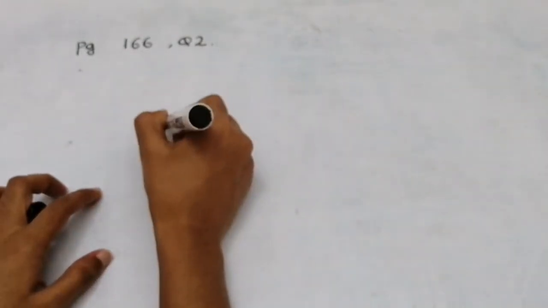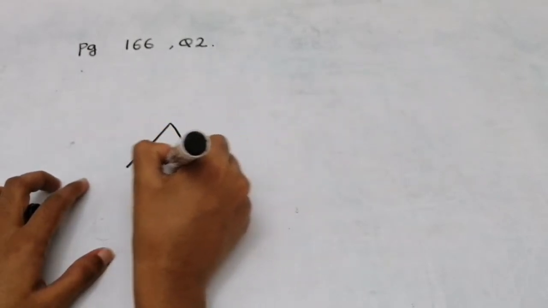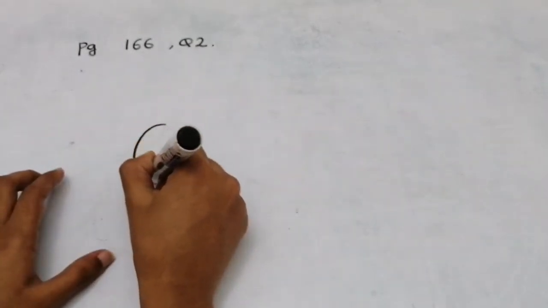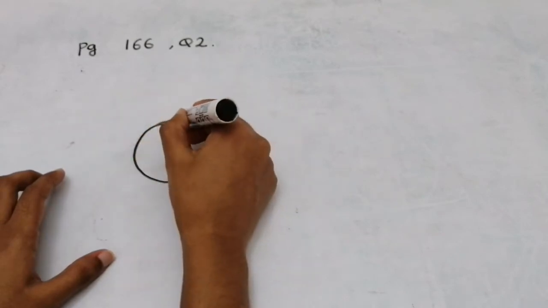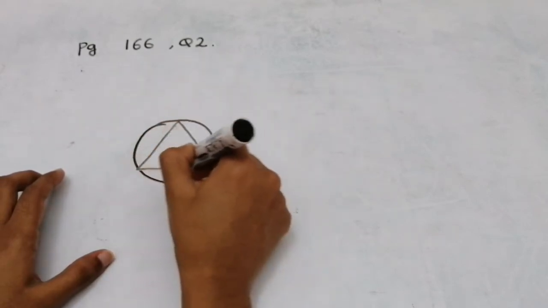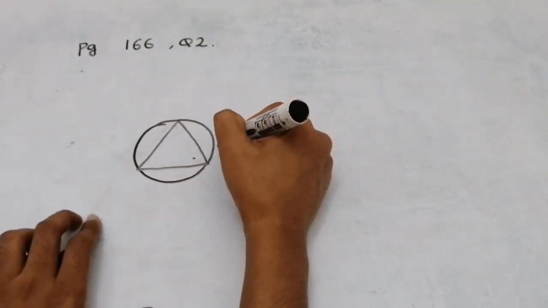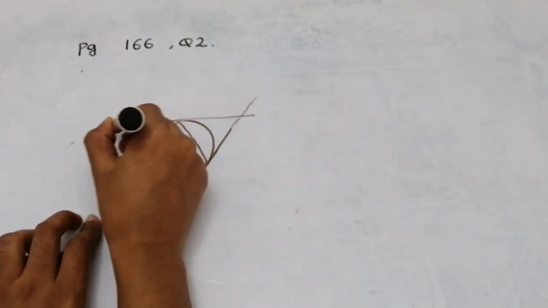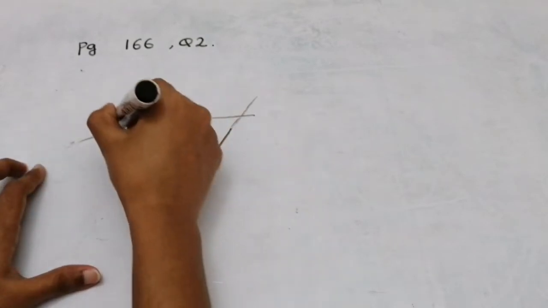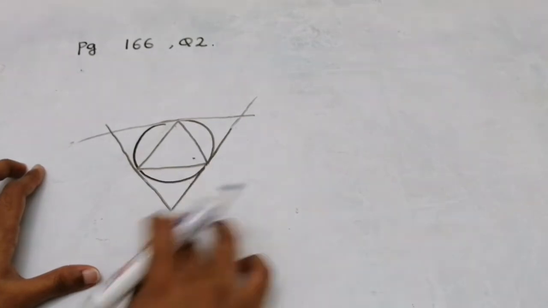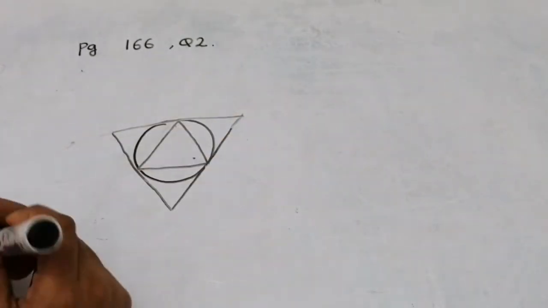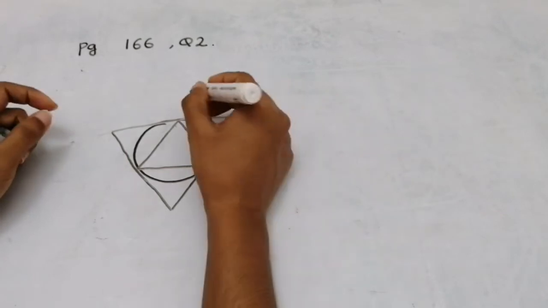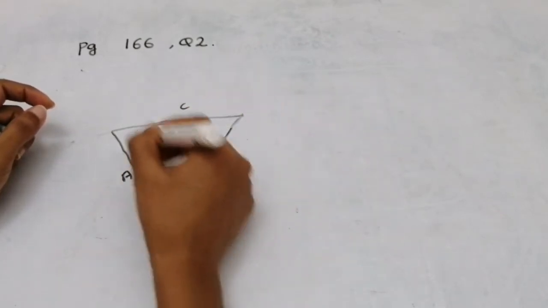So for that, first I am drawing a rough figure. First you draw a circle, and then you draw a triangle here, and then you can draw tangents from this triangle like this, extend it, and here also. Yes, so now you have got the figure. Here we have the inner triangle, and you can give some names to the triangles like this: A, B, C and D, E, F.